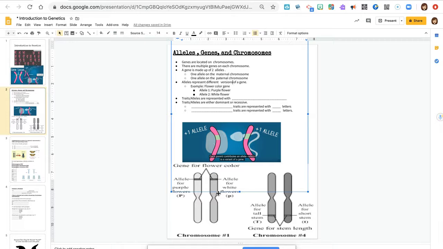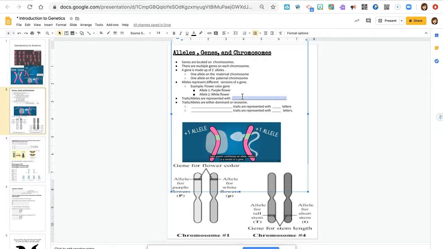So if you look down here, you have chromosome number 1 for a flower. There is the gene locus for the flower color. You have an allele that would represent purple, and you would have an allele that would represent white. Same for stem length here. You have 2 alleles per gene, and it always tells you which one is dominant and which one is recessive. We'll get to that in a minute.